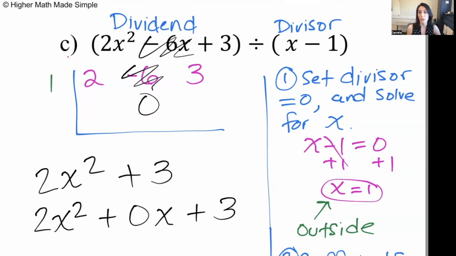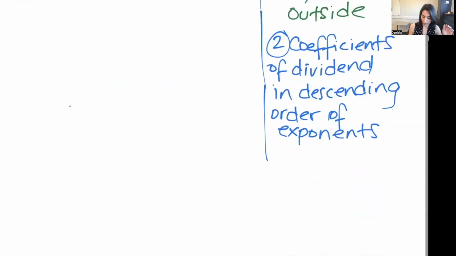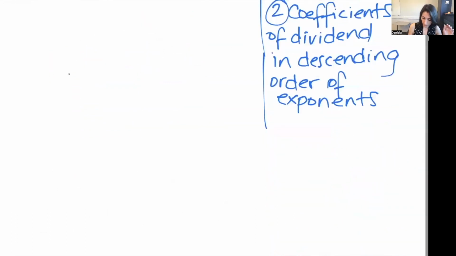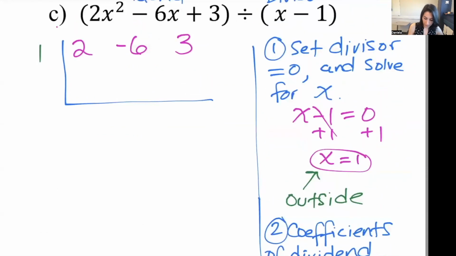I can't stress that enough. So it does have to be in descending order, okay? So if it skips an exponent, you do have to put that 0 placeholder or else it's wrong, okay? And then we're still not ready to start. The very last thing you have to do before you actually do synthetic division is you're going to drop that leading coefficient, that first number, down. In this particular case, that leading coefficient is 2, so we're going to drop that down. So now we've fully set up what we need to do.